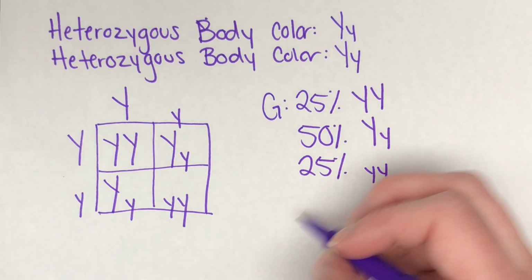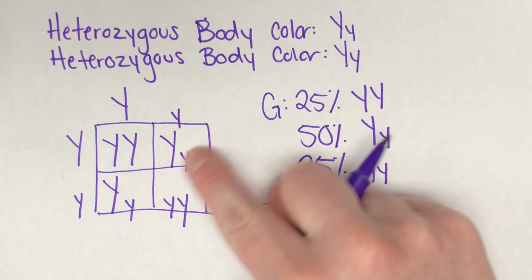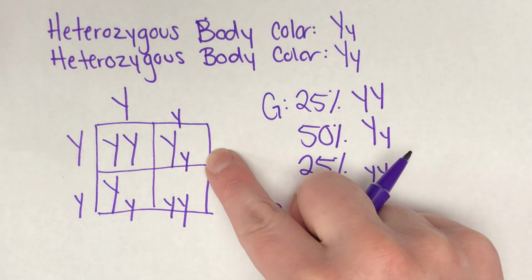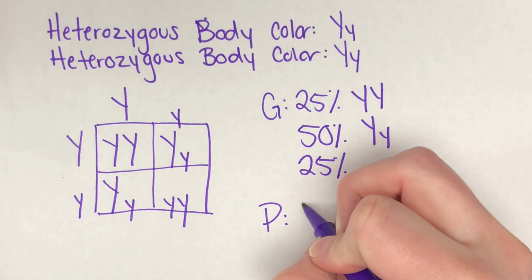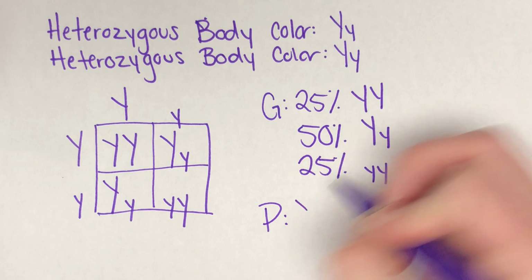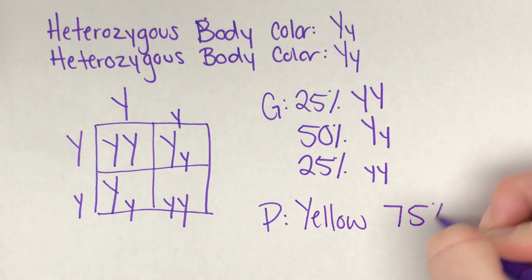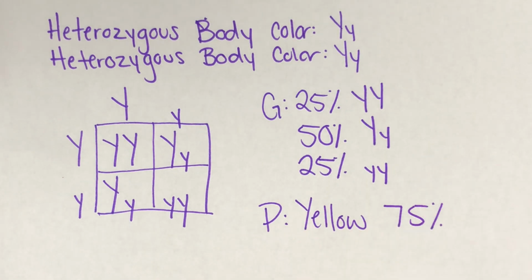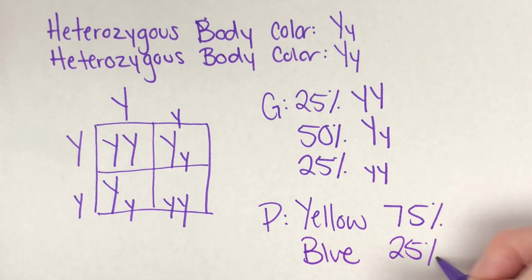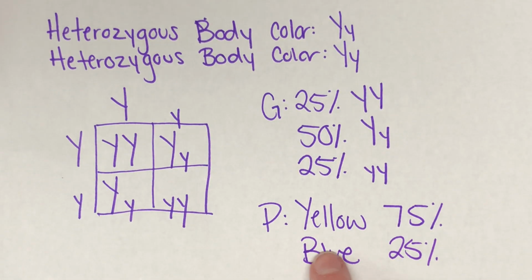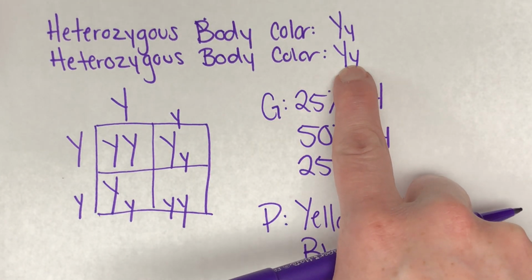So let's go through our phenotypes. Phenotypes, notice, these each have a big Y, so all 3 of these boxes will be yellow body color. So here we have yellow, 75%. So 3 out of 4 boxes, that's 75%. And blue, 25%. We have a 25% chance of getting a blue sponge given these genotypes for the parents.